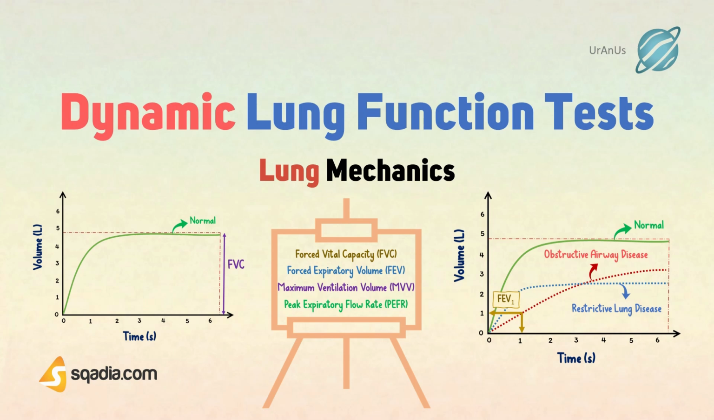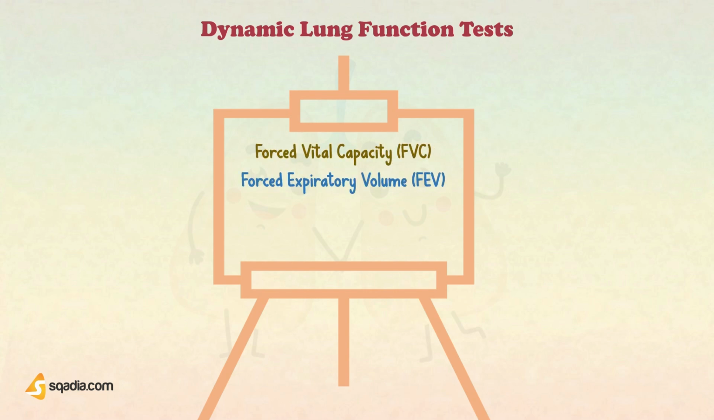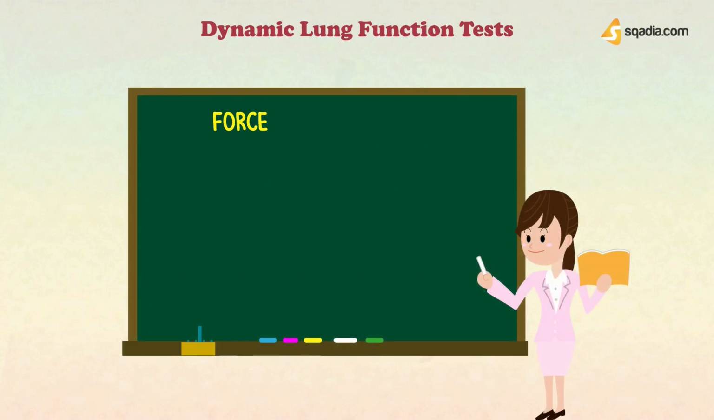The dynamic lung function tests. Well, I mentioned 4 types of these tests: forced vital capacity, forced expiratory volume, maximum ventilation volume, and peak expiratory flow rate. So let's see what they actually are. First up is forced vital capacity.